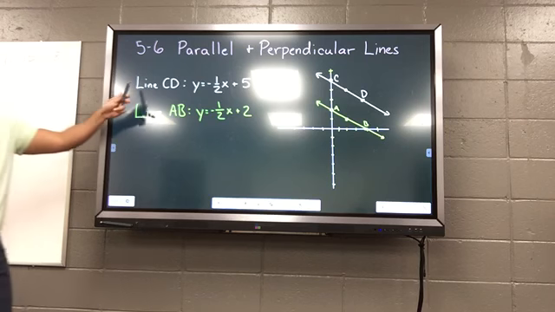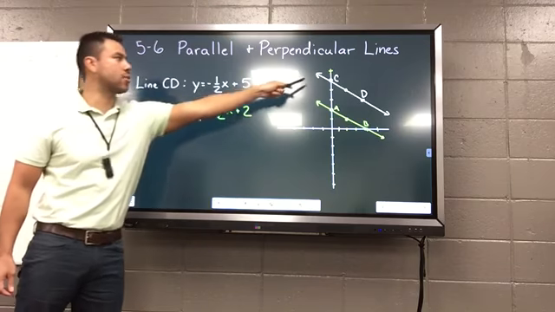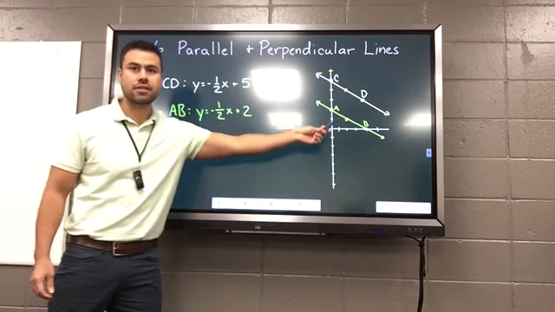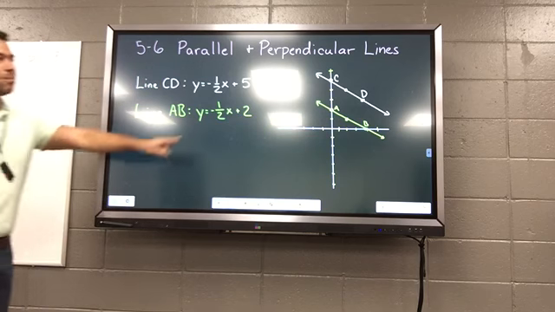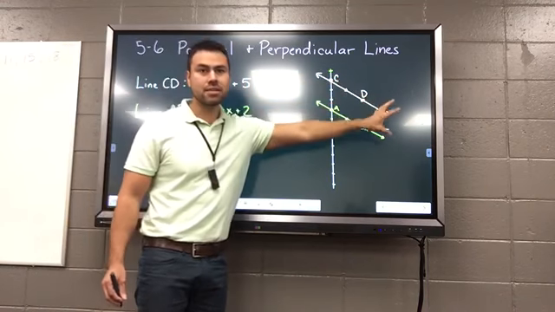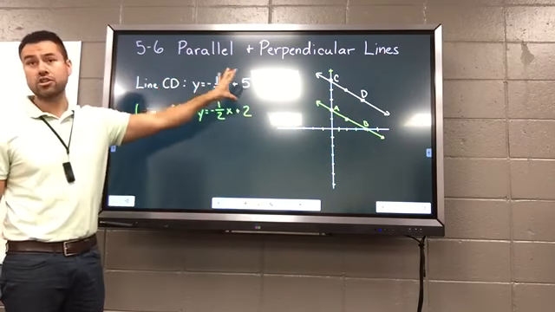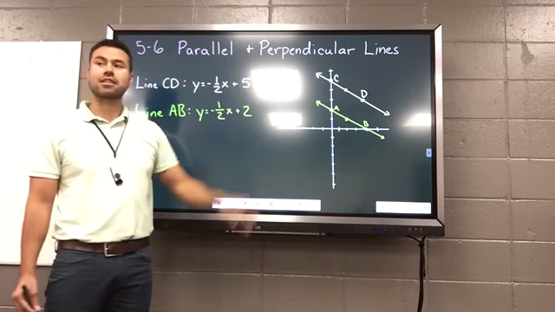Now, you notice that I have line CD, and I gave the equation, and I graphed it. I also gave line AB with the equation and graphed it. Those two lines are parallel. Again, maybe your lines look a little more parallel than mine. But can anyone tell me the relationship between parallel lines and their equations? There's something critical about their equations and the fact that they're parallel.